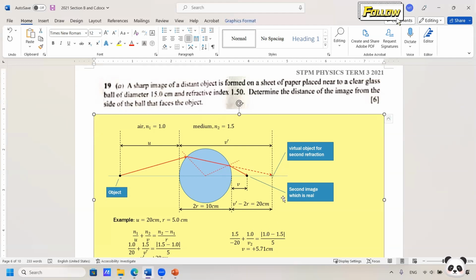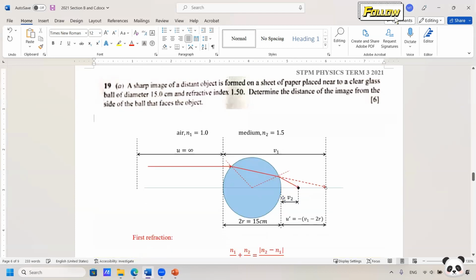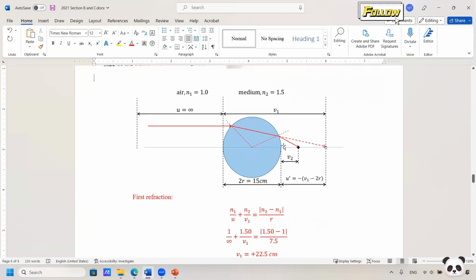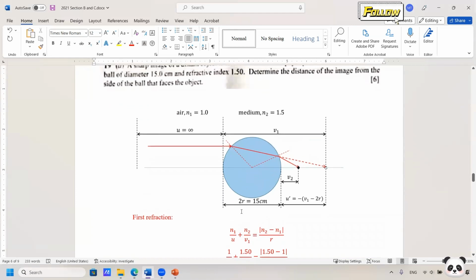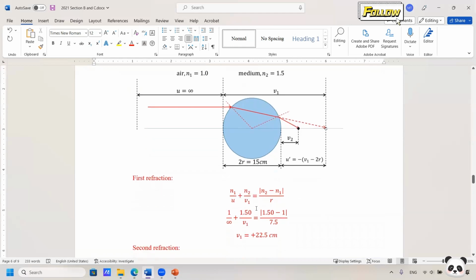So let's try to solve this question. I prepared another diagram where I changed some of the values to the information given in the question. The word distant object means that the object comes from infinity. That's the first thing you can take note of. The refractive index of A is still 1 and medium B is 1.5. The diameter given, 15 centimeter, is the diameter of the glass bowl, and the radius will be equal to 7.5 centimeter. So let's explore the first refraction first.